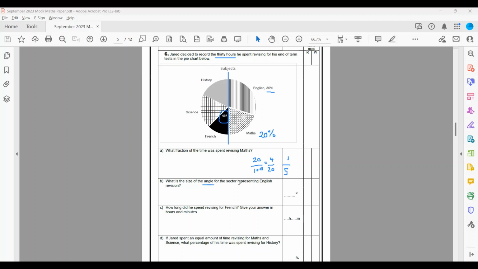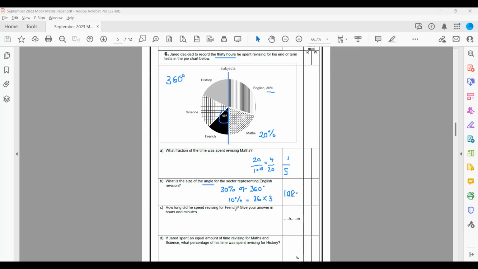So this time we're looking for the angle for the sector representing English revision. Now, obviously, pie charts are a circle. All circles have 360 degrees, and we know that English is 30% of the circle, so we need to find 30% of 360 degrees. And the easiest way to do that is to find 10% by dividing by 10, which will give us 36. And then to get to 30%, we would times that by 3 to give us an angle of 108 degrees.